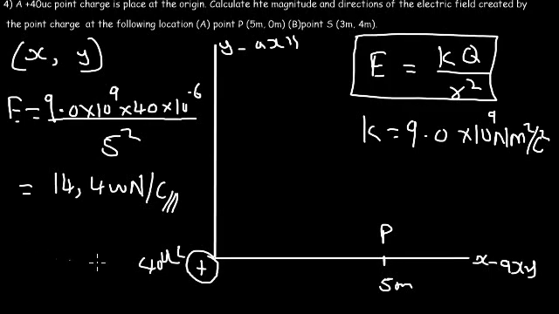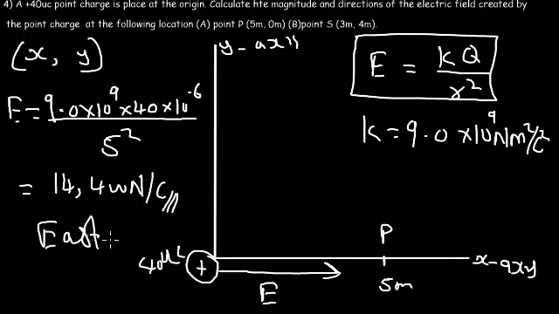Now, what about its direction? Since the 40 microcoulomb point charge is positively charged, and according to what we discussed in part 1 of this video, the direction of the electric field formed by a positive charge will extend away from that charge. Therefore, it will move towards the east at point P. So the direction is east at point P, formed by the 40 microcoulomb point charge. So that is it for this problem number 4.